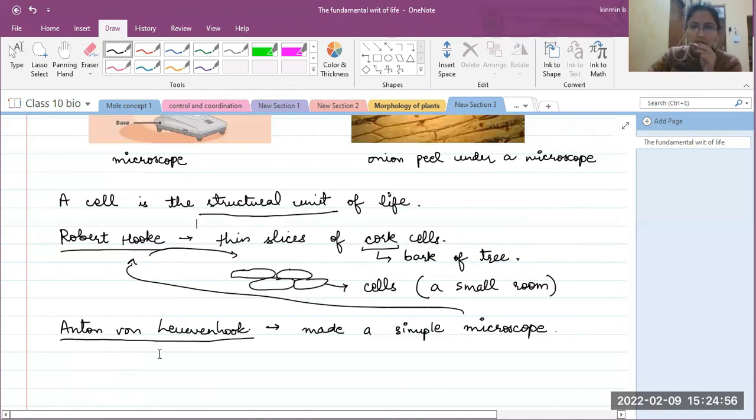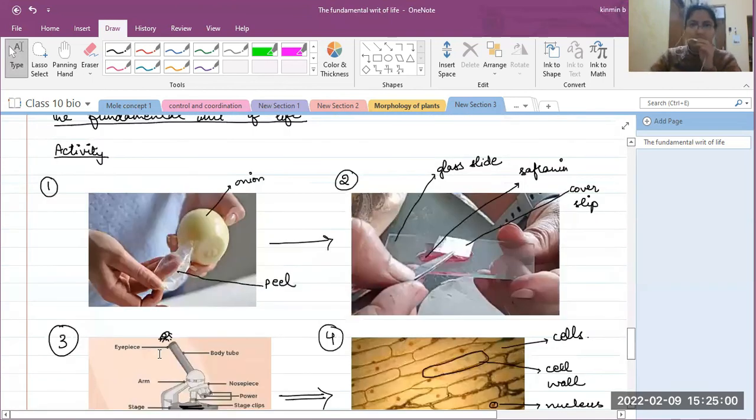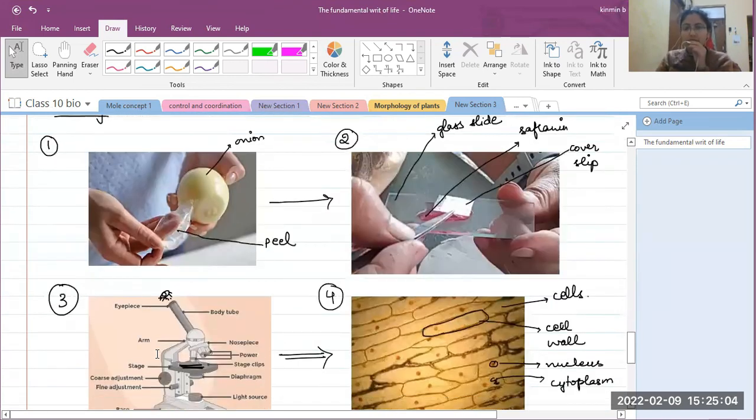Okay, so this is the basic introduction about what cells are and how we see them under the microscope, and that if we do this to any part of any living organism, we will see such cells under the microscope.